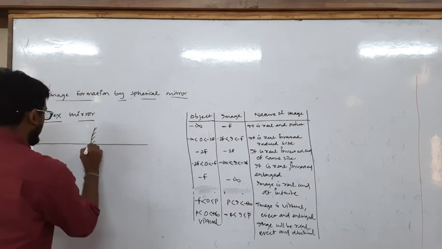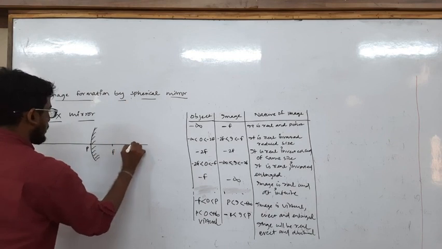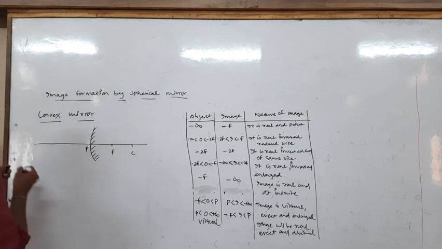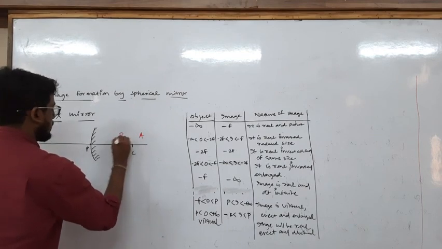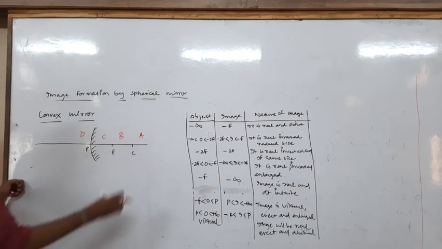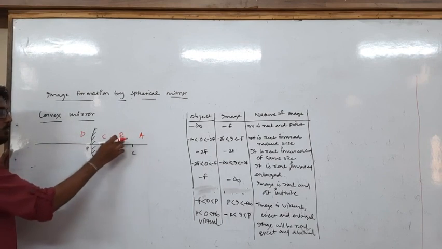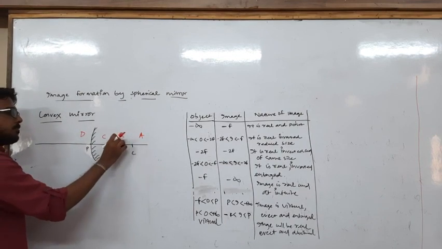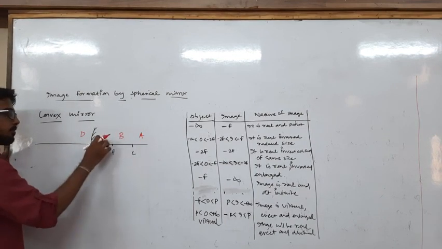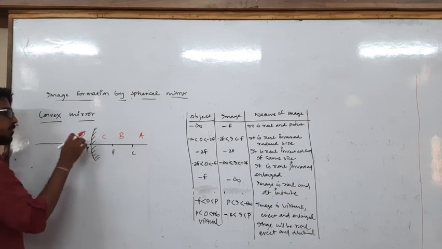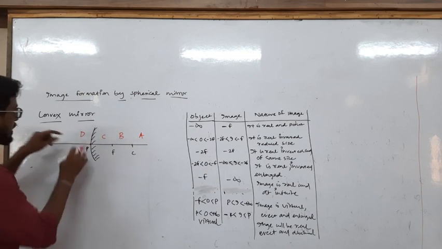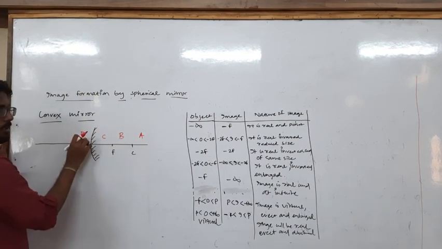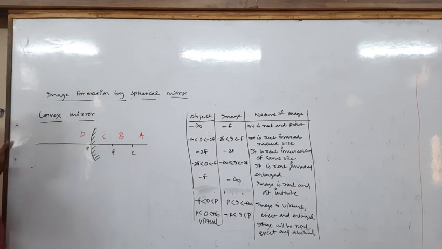This is the pole, this is F, this is the center of curvature. Again, the region is divided into 4 parts: A, B, C and D. When the object lies at A, the image will be at B. When the object lies at B, the image will be at A. When the object is at C, the image will be at D. And when the object is at D, the image will be at C. So here only D is the region for the real case, and all other cases are for the virtual case.